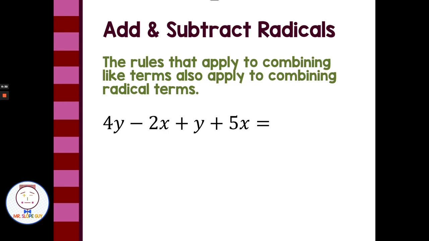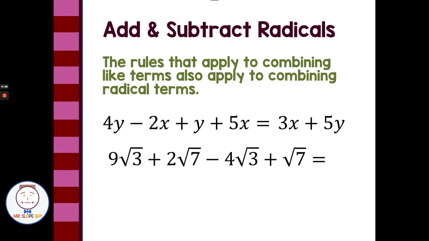Or if I look at an example that the rules apply to combining like terms also apply to combining radicals, 4y minus 2x plus y plus 5x. If I combine the x's, 5x and negative 2x combine to be 3x, and 4y and positive 1y combine to be 5y. And we can't add 3x and 5y together because they're not like terms.